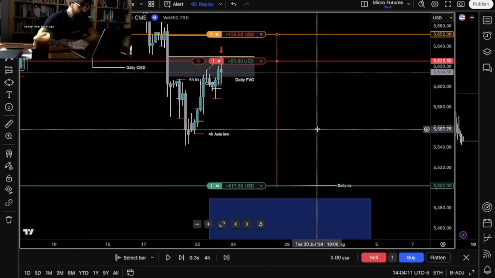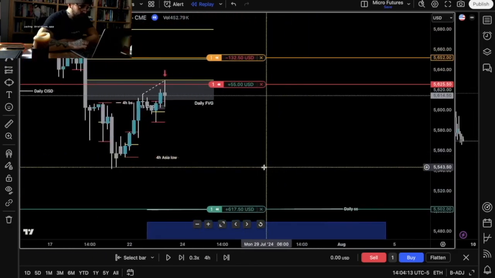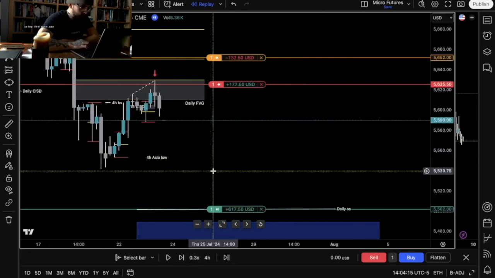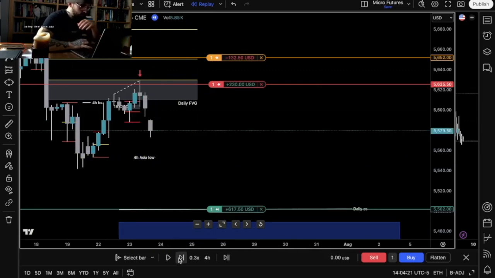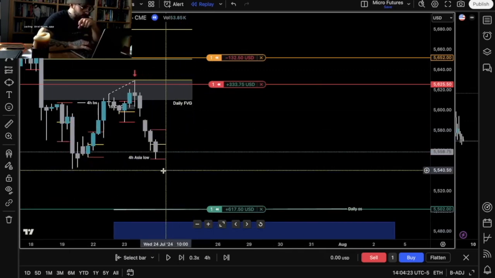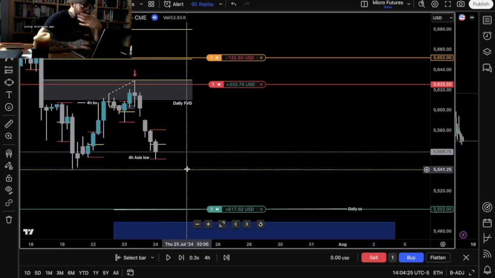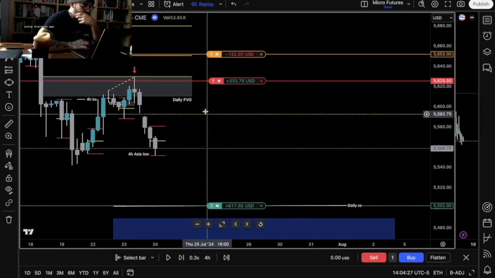This daily level that we planned out earlier. Then again, we'll run through this. Coming to Asia now, and you can see we're starting to sell off as well through Asia.